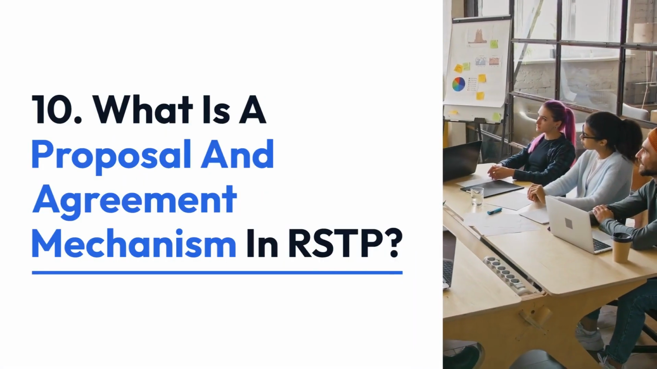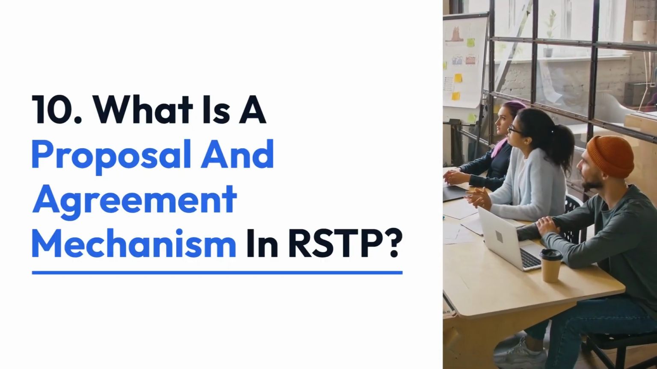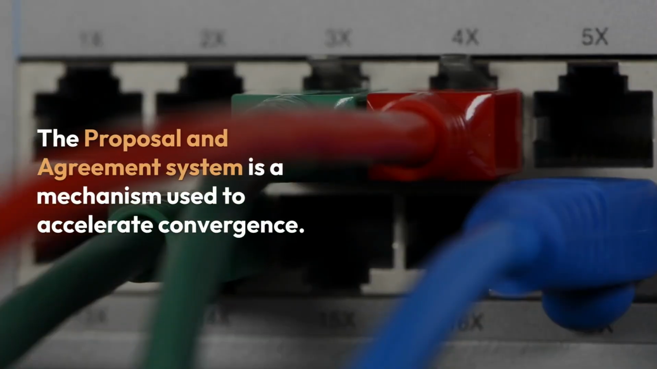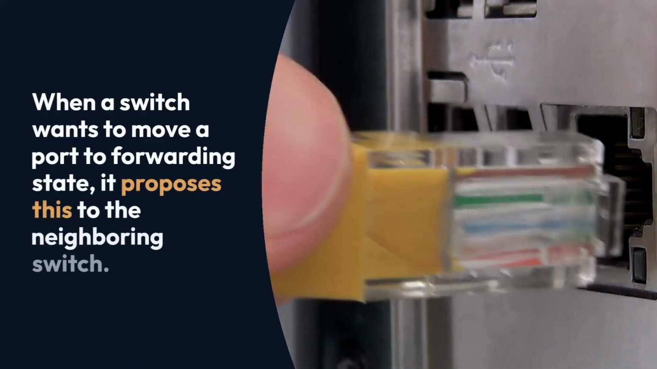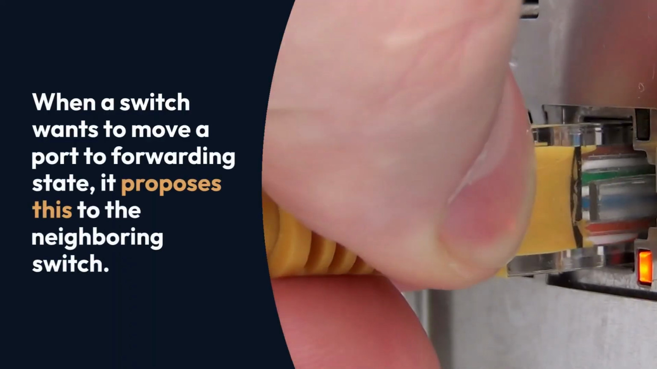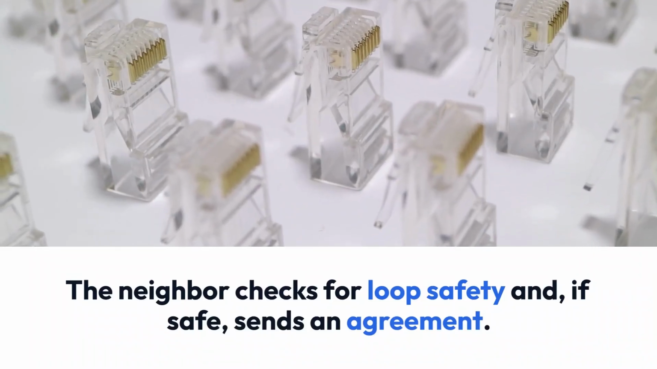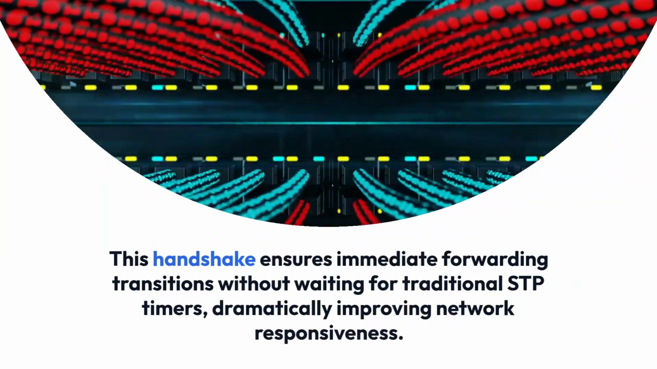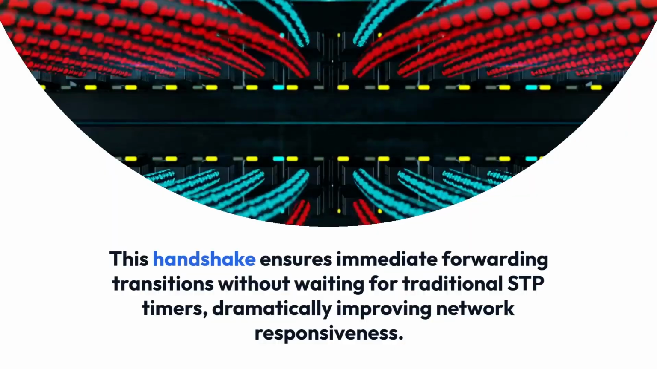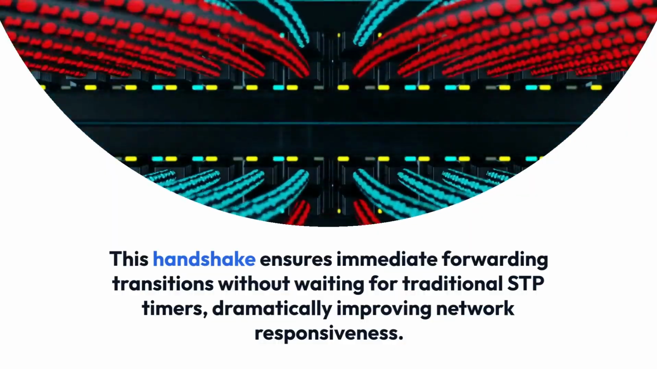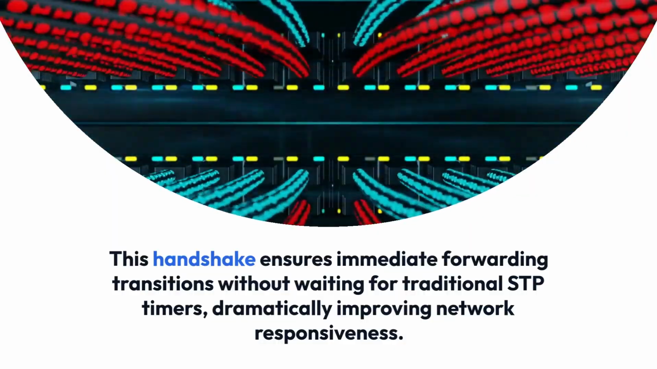10. What is a proposal and agreement mechanism in RSTP? The proposal and agreement system is a mechanism used to accelerate convergence. When a switch wants to move a port to forwarding state, it proposes this to the neighboring switch. The neighbor checks for loop safety and, if safe, sends an agreement. This handshake ensures immediate forwarding transitions without waiting for traditional STP timers, dramatically improving network responsiveness.